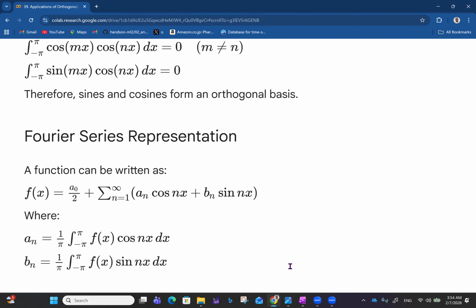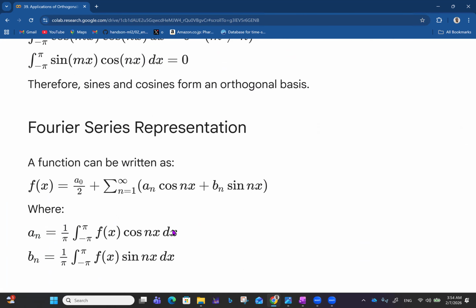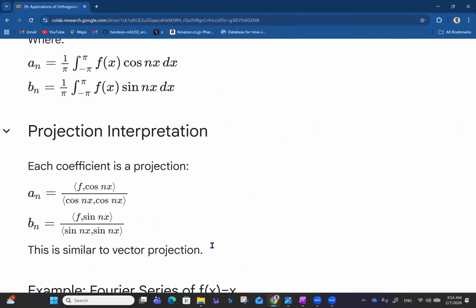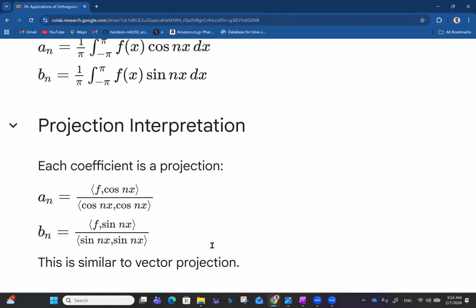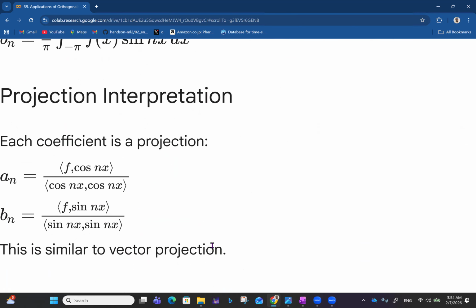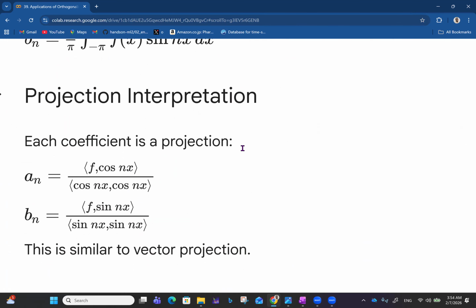So that takes us to the idea of Fourier representation. A function can be written in Fourier form. I have a playlist on Fourier series, so you want to check that out if possible. A function can be written as f of x equals a naught over 2 plus the summation from n equals 1 to infinity of an cos nx plus bn sin nx, where an is all this, bn is all that for Fourier. And then we can talk about the projection interpretation. You see how all of that is playing into the idea of projection. Each coefficient is a projection now.